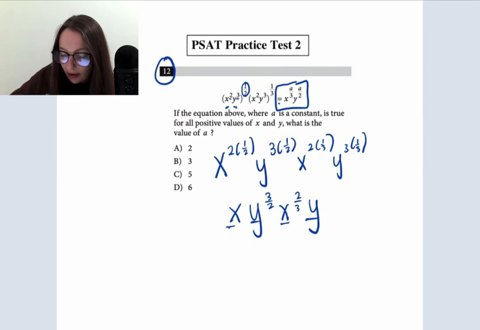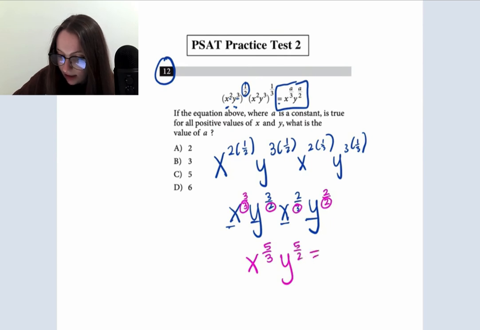So x, we can rewrite this as 3 over 3 because we want to get them both to have a common denominator. And y, we can rewrite as 2 over 2 because we want that to have a common denominator with the other y. So that then becomes x to the, we're going to add up the numerators, 5 over 3, times y to the 5 over 2. And we know that that's equal to x to the a over 3 times y to the a over 2.